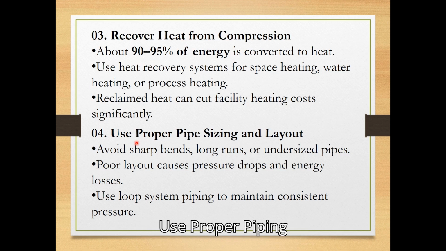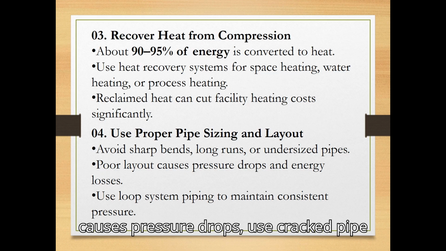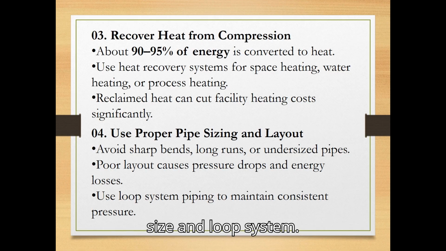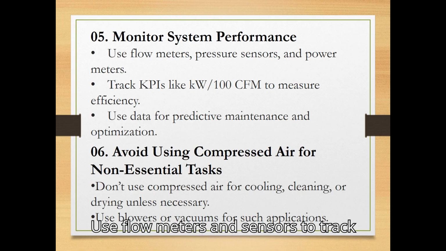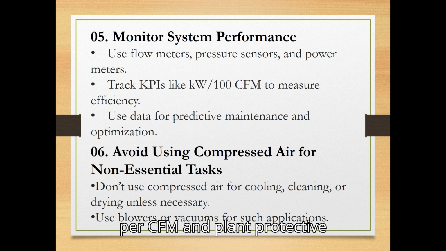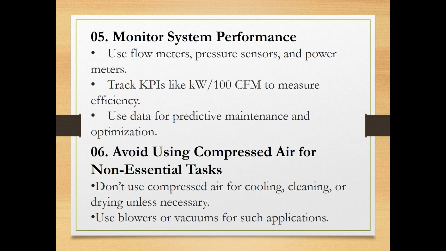Number four is use proper piping. Poor layout, long pipes, and sharp bends cause pressure drops. Use correct pipe size and loop systems. Number five is monitor performance. Use flow meters and sensors to track energy per CFM and plan predictive maintenance. Number six, avoid misuse. Don't use compressed air for cleaning, cooling, and drying when blowers or fans can do the job cheaper.